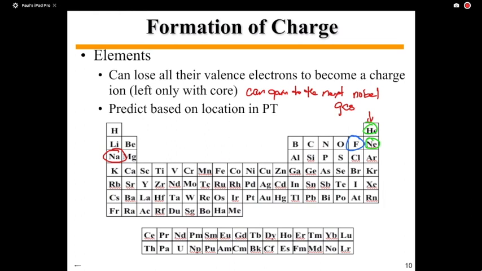It has 9. Which is easier? Gain 1 to become 10 or lose 7 to become 2? Gain 1. It will gain 1, and it will become 10 electrons around the nucleus. The nucleus will have 9 positives. It will have 10 negatives, and so it will have a charge of -1.